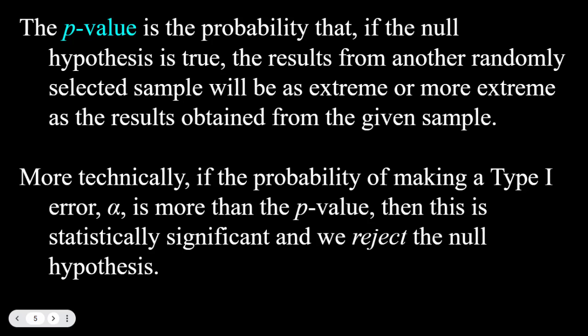So more technically, if the probability of making a type 1 error, remember we said that was alpha, that's the stuff on the outsides, is more than the p-value, then this is statistically significant and we reject the null hypothesis.